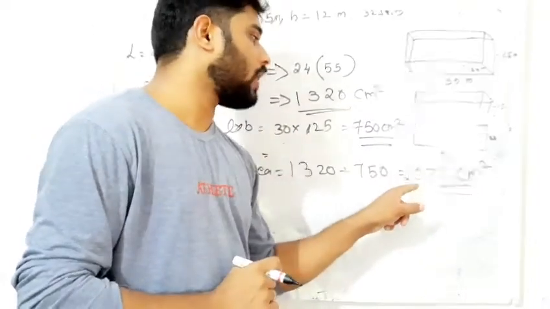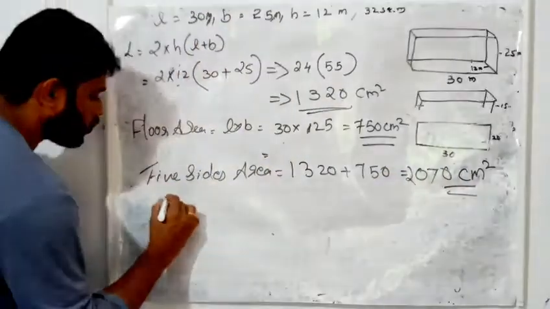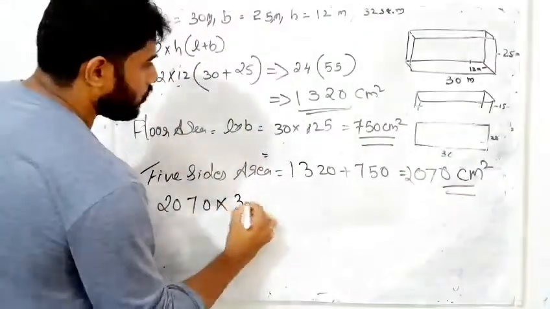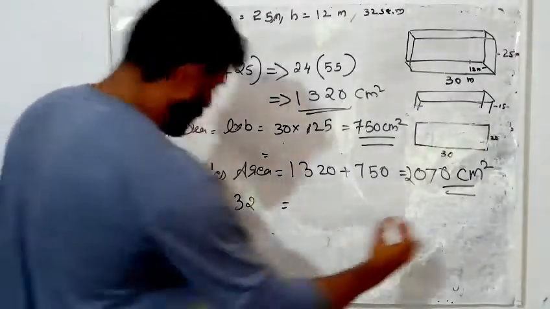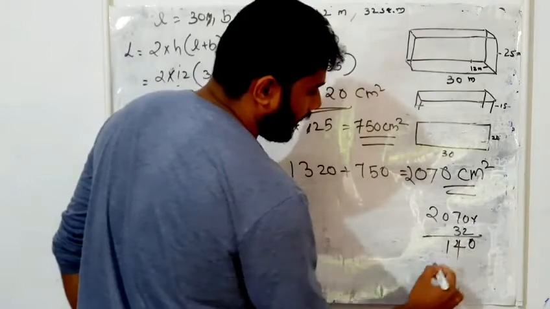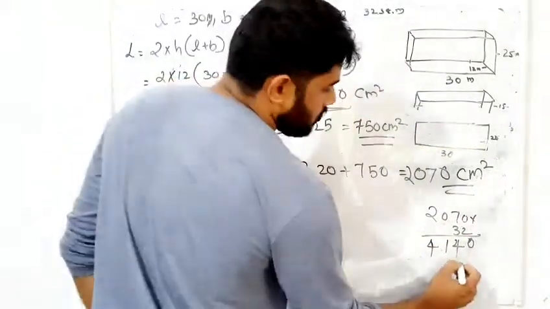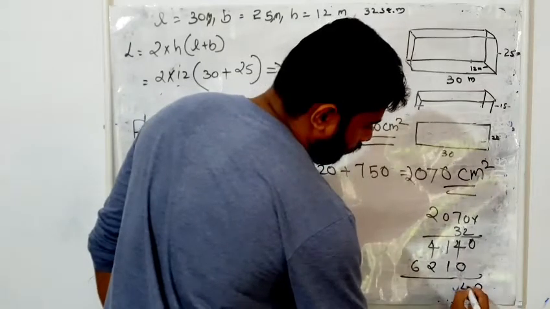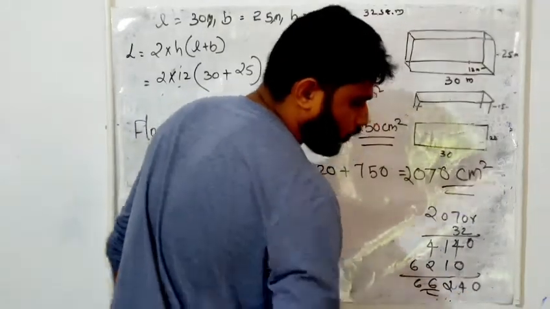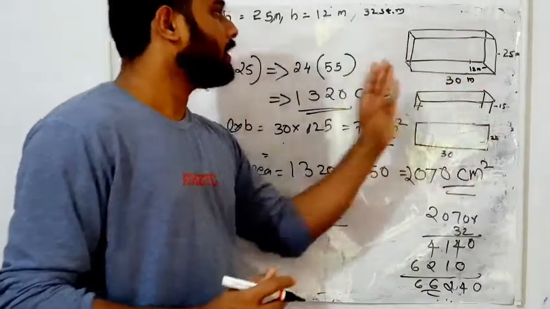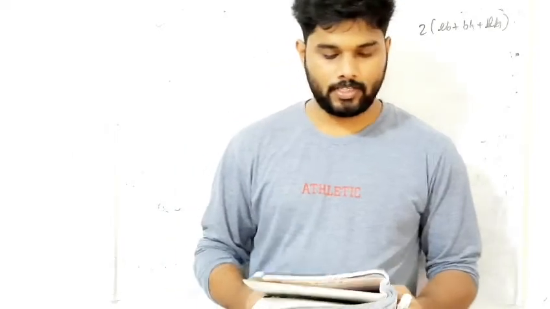Now we have 2070 centimeter square. For 1 meter, we have to pay 32. That means for 2070 you have to pay 2070 into 32. We can multiply here, 2070 into 32, that means 0, 4, 1 and 4, 0, 21, 2, 6, 0, 4, 2, 6, 6, double 6, 240. That means 66,240 rupees you have to pay for cementing this swimming pool. Clear? Now fourth question.